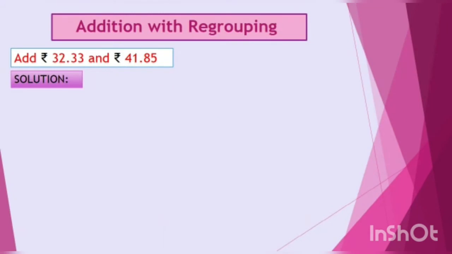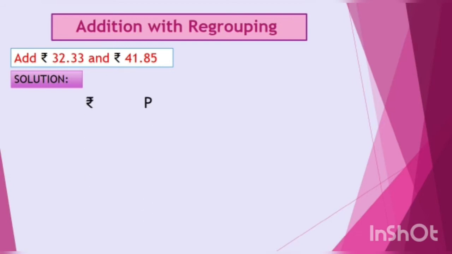Now let's solve addition with regrouping or with carryover. Our question is, add rupees 32 and 33 paise and rupees 41 and 85 paise. Let's start solution.